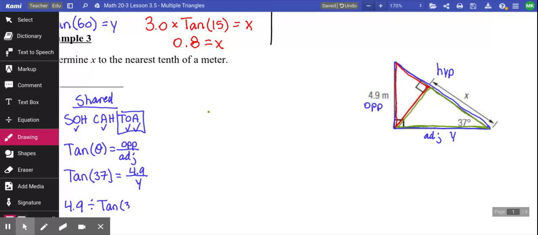And what'd you get as your number? Braden? 6.5. Thank you, sir. So that gives me this side. And now, on the green triangle, I want to find x. So I do the whole process over again.